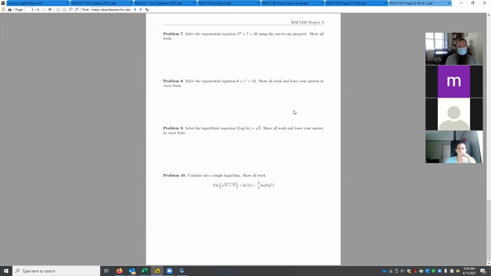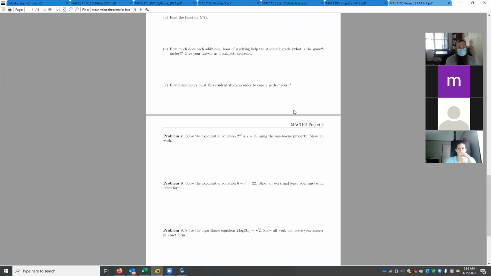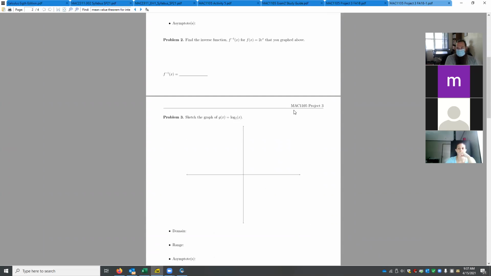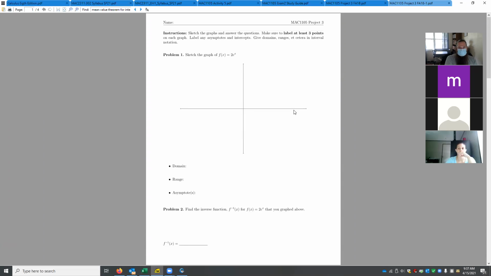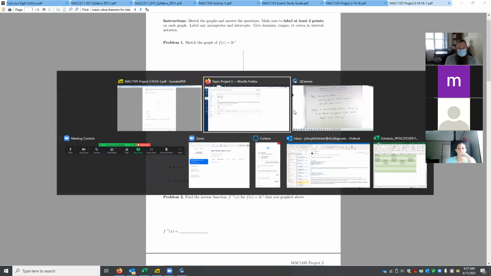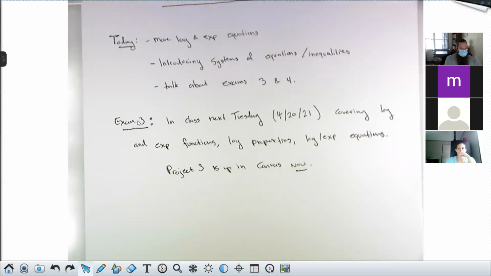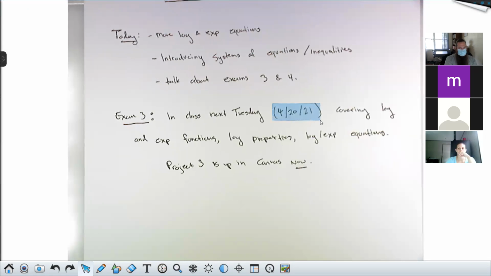When I said that I was going to prepare a little bit of something for you guys to review for exam 3, this is the something. So please work on this between now and the test. You do still have some material that you can practice with to help get ready for the test. So that's exam 3. Exam 3 is going to be next Tuesday.